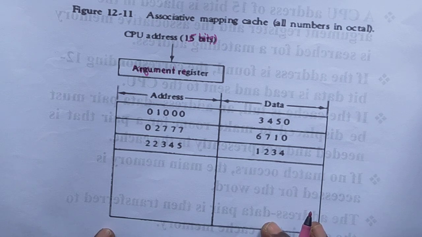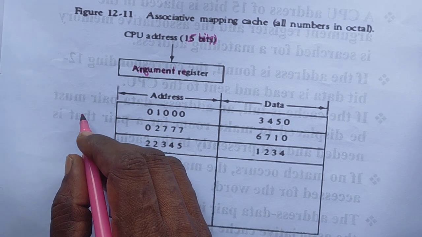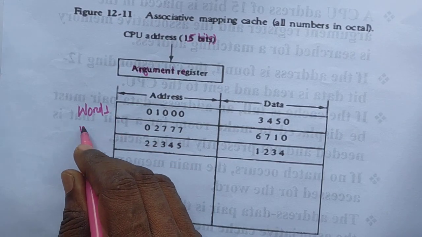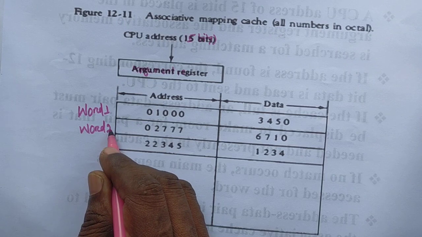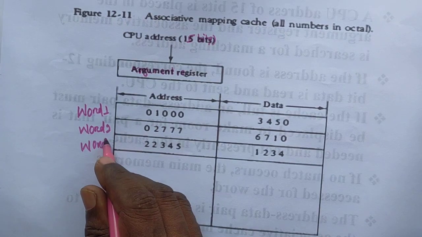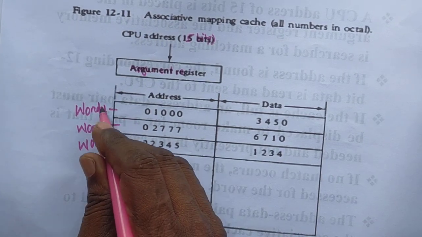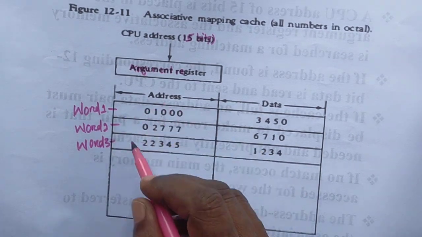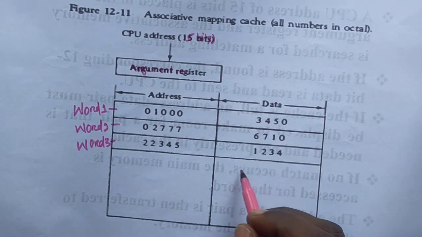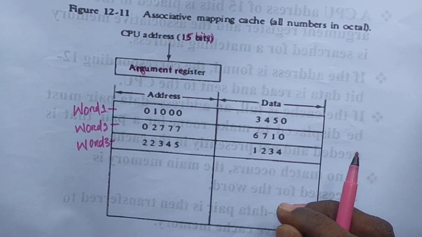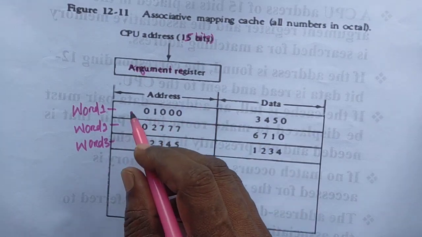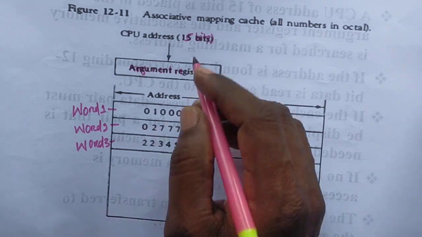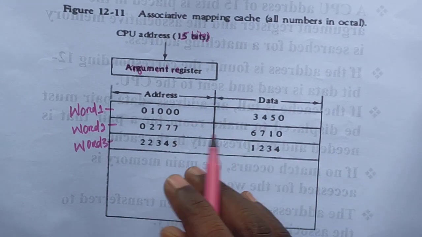Here, in a very simple way, we will consider 3 words: word 1, word 2, word 3. We maintain 3 words, and each word contains an address part and a data part. In this way each word is maintained, and it contains 15 bits, both combined.